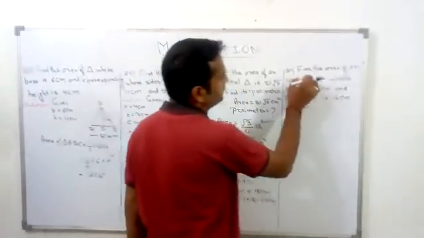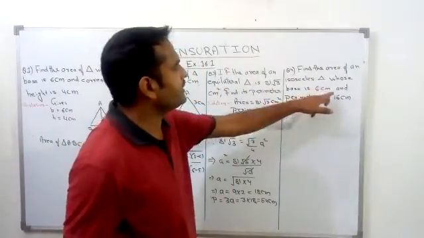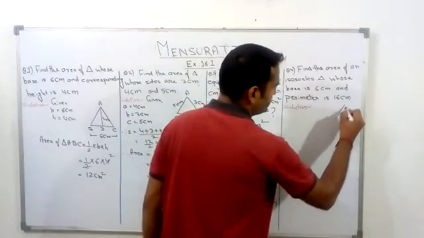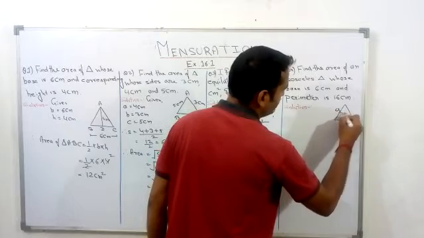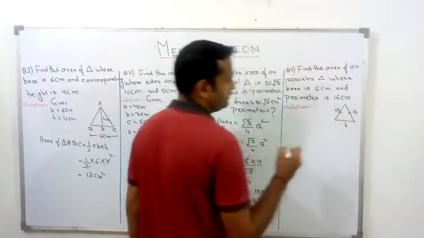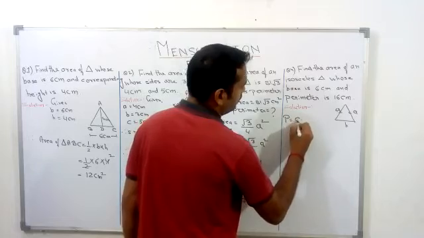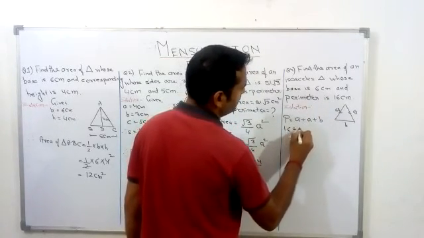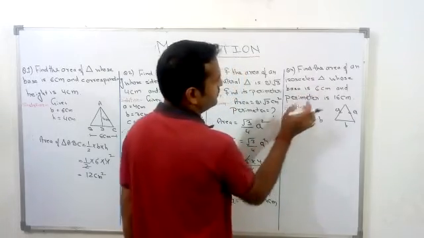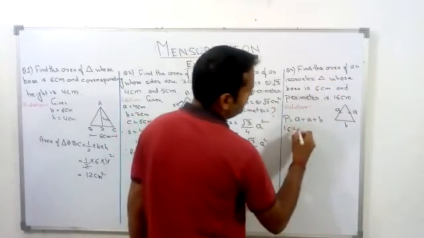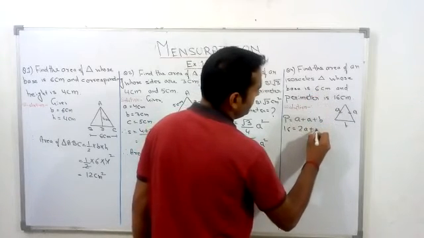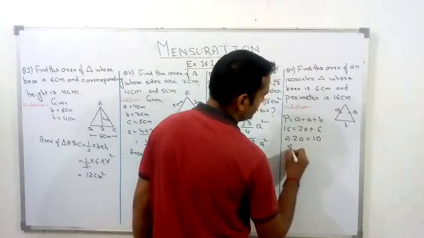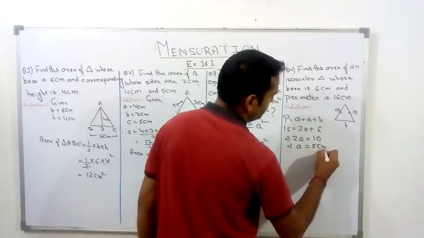Now question number 4. Find the area of an isosceles triangle whose base is 6 cm and perimeter is 16 cm. Since it is an isosceles triangle, two sides are equal, therefore perimeter equal to 2A plus base. Perimeter is given 16 cm. Equal side A, base is given 6 cm, now 2A plus 6 equal to 16. Therefore, 2A equal to 10, A equal to 5 cm.